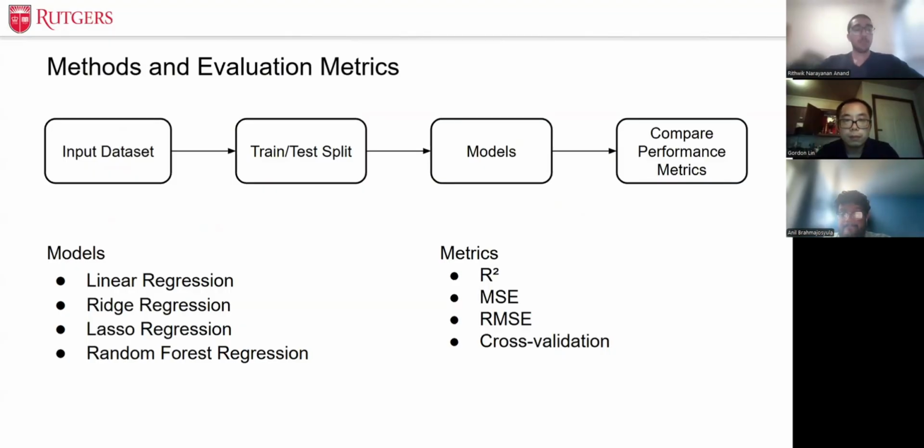So we implemented four machine learning models. We used linear regression as our baseline model. Ridge and lasso regression helped address multicollinearity and overfitting through regularization. Finally, we used a random forest regression to capture more complex nonlinear relationships and compute feature importance scores.